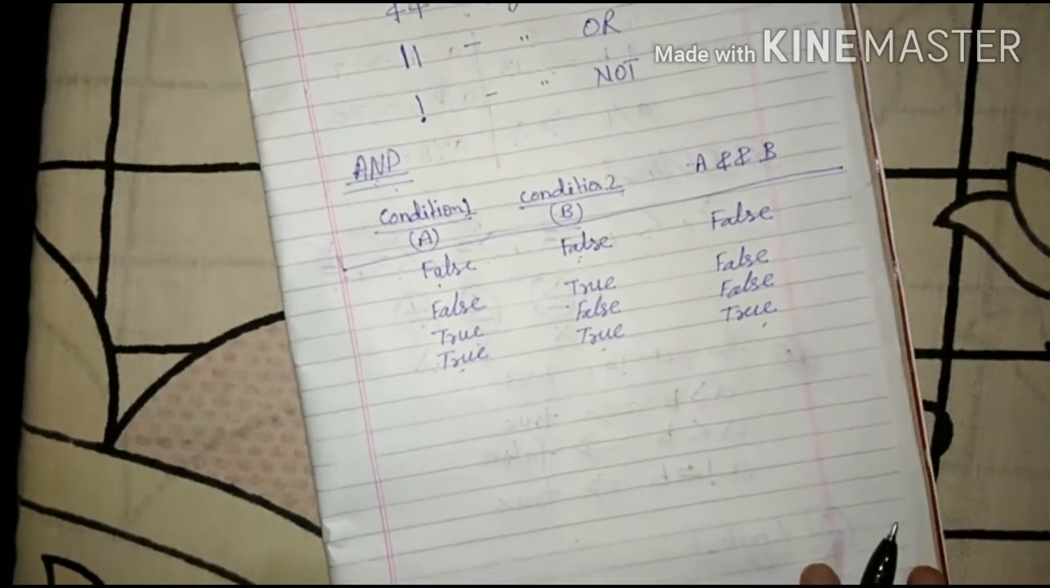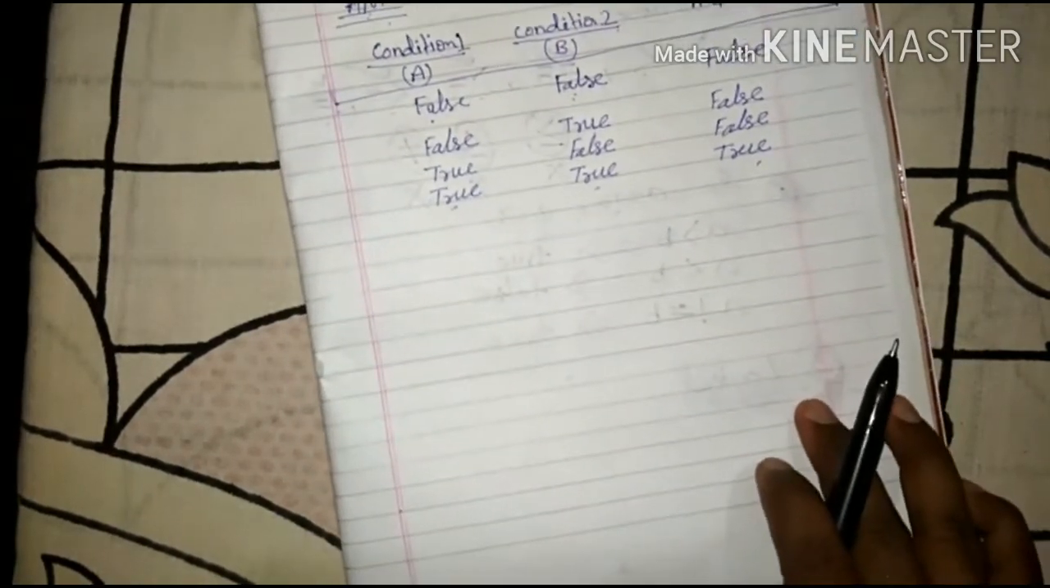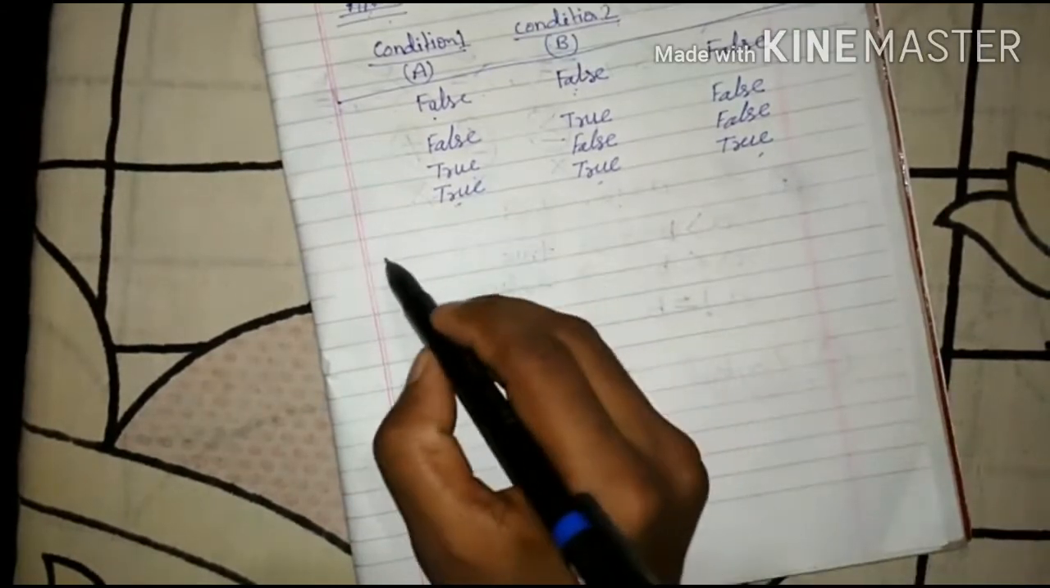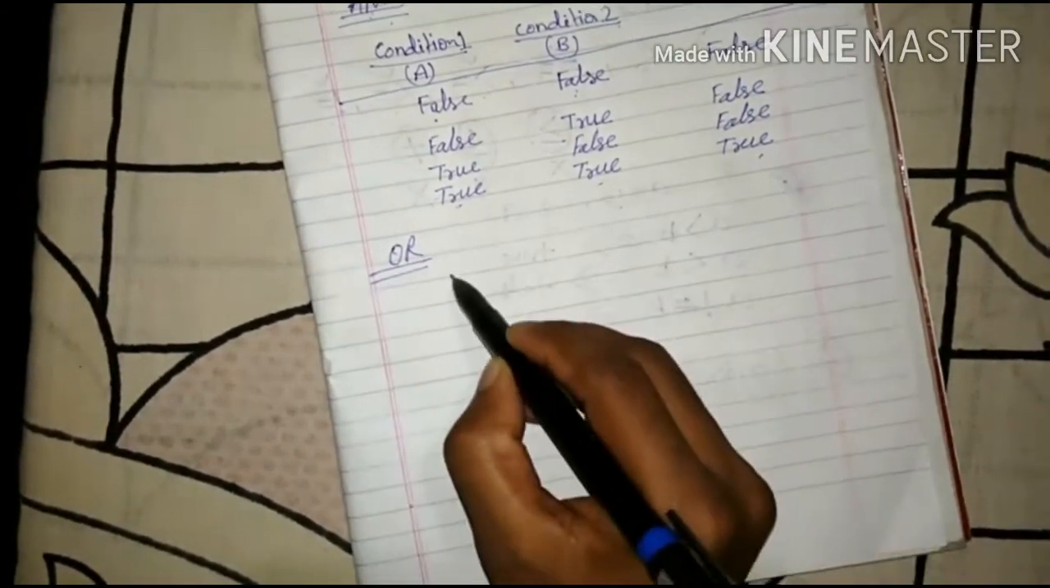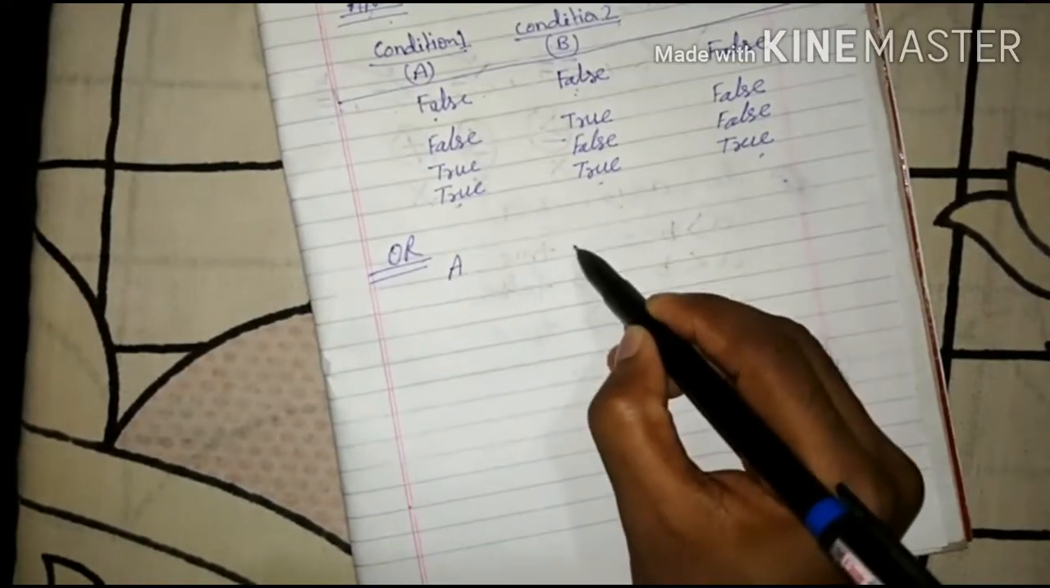Same thing we can use for the OR operator, the logical OR operator. Suppose, same thing, I'm writing A, B.